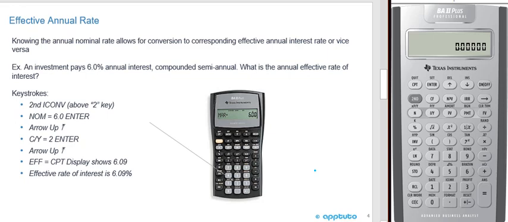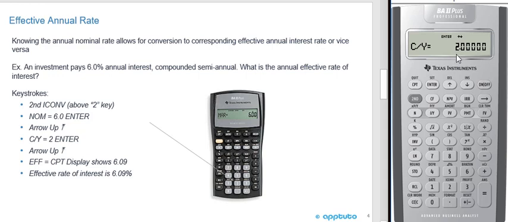There's an easier way of doing it using the calculator, and there's an interest rate conversion function above the 2 key. Anytime you see a functionality above a key, you have to use the second button and then hit that key. So we have interest rate conversion above the 2 key. I'm going to show you how to do it. We do second, interest rate conversion. Oh, sorry, I didn't press the second hard enough. Second, interest rate conversion. Our nominal interest rate was 6%, so we just hit 6 and then enter. Then we arrow up, and the compounding periods per year is already set at 2.